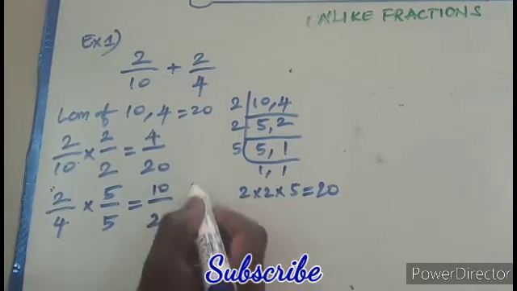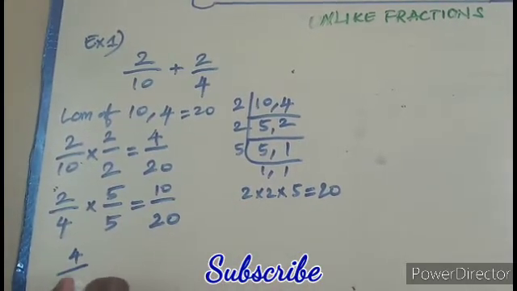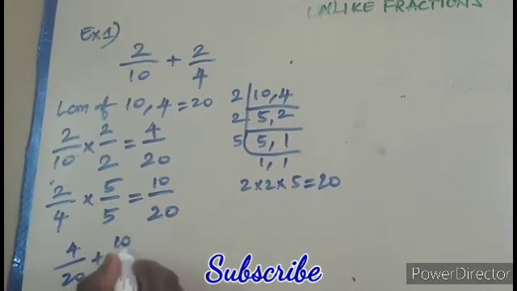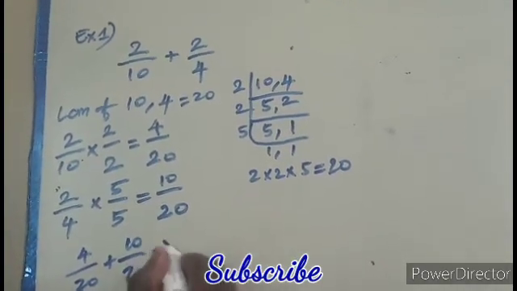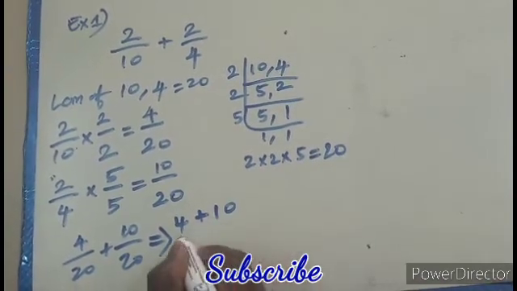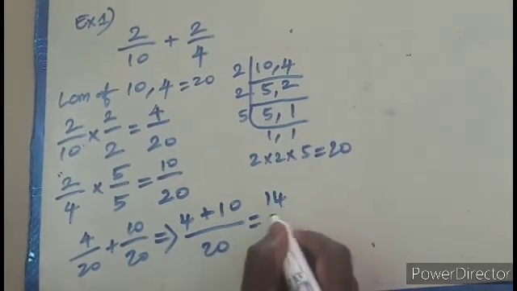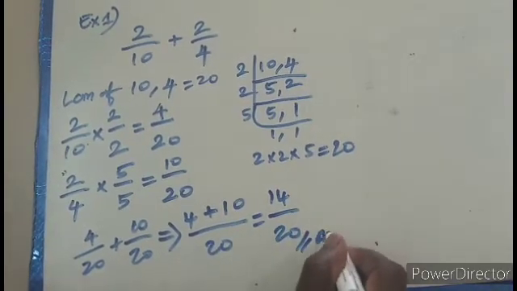Now look at the new fractions. These two are like fractions. So we can do the operations between these two. So now 4 by 20 plus 10 by 20. Same procedure as we did for like fractions. Add the numerators and keep the denominator as common. So 4 plus 10, 14 divided by 20. That is the answer.